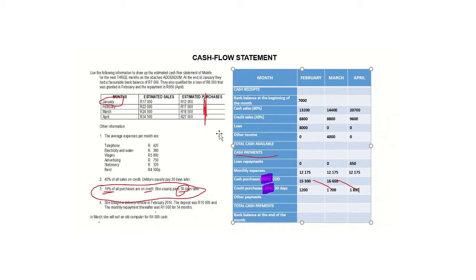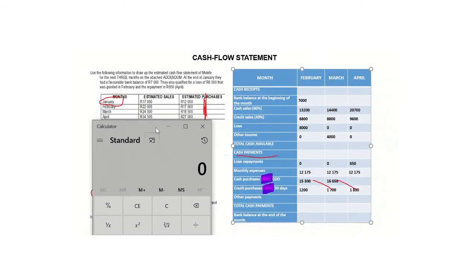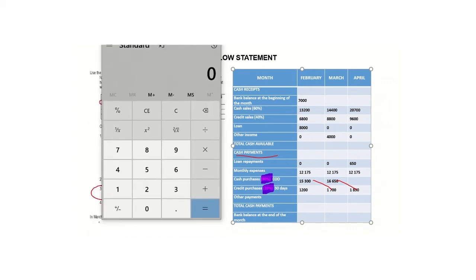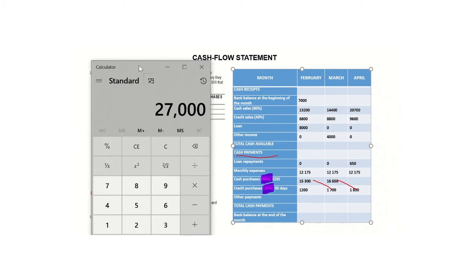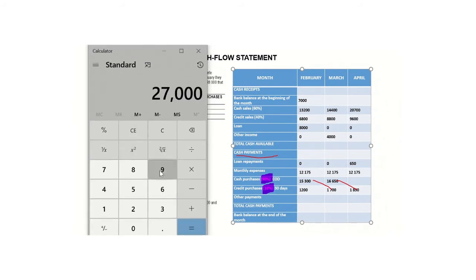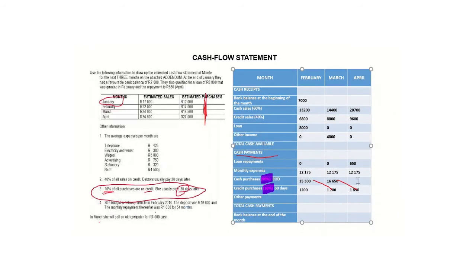The next transaction is April. In April, you are estimating to spend 27,000 rand. Remember, you got the 90-10 split, which means 90% is cash. So you start by calculating the cash. 90-10. So you got 24,300 cash. 24,300 that you must pay.